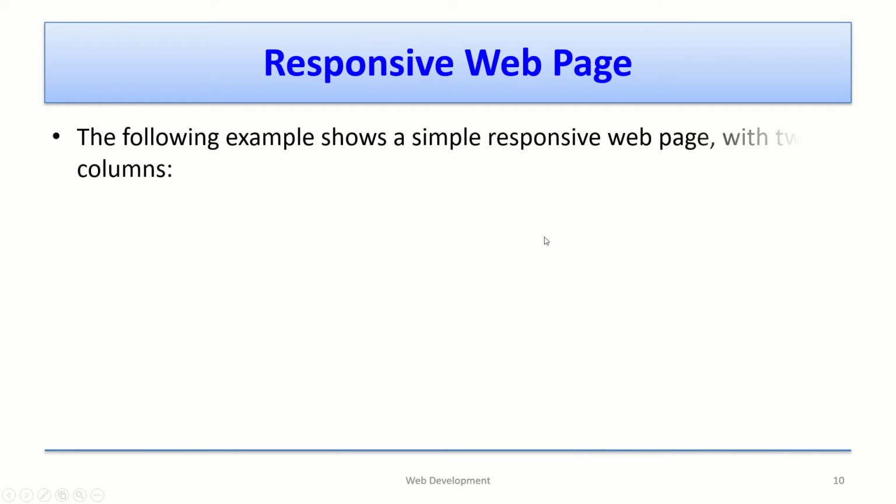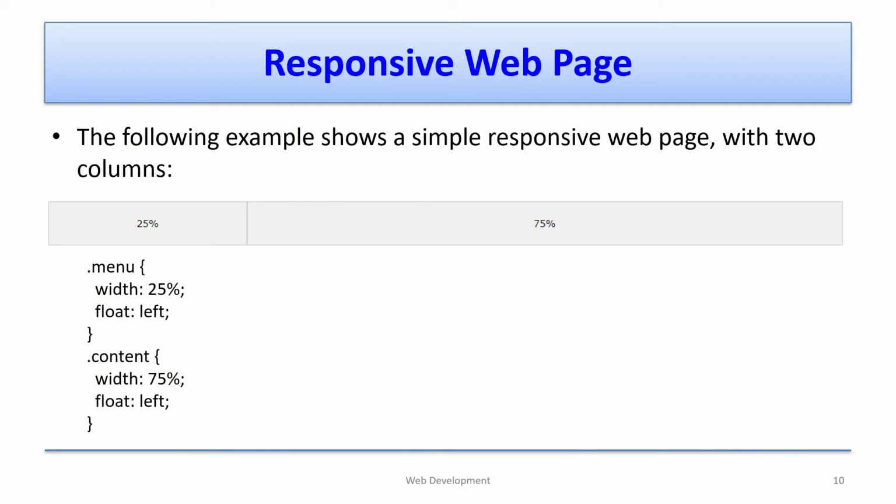Okay, then next move on to the actual responsive web page designing. All right, so the following example shows a simple responsive web page with two columns. So what we can do, we can define this column as menu, this column as content. All right, so in the menu, I set width to 25 percent of the entire width. All right, and then float it to the left side.